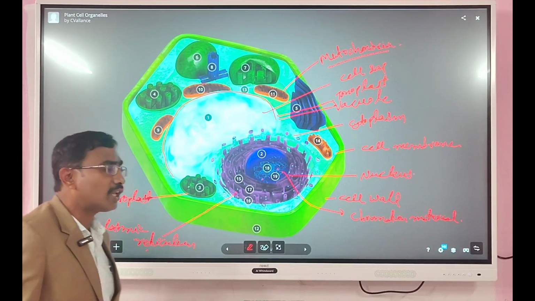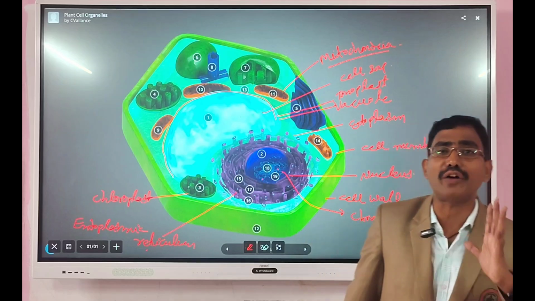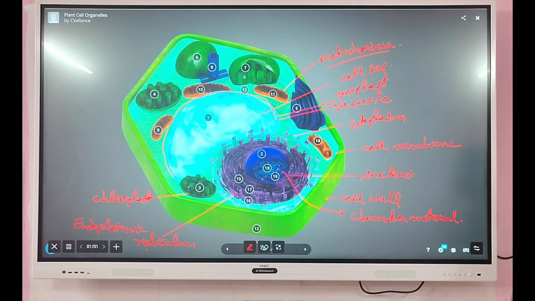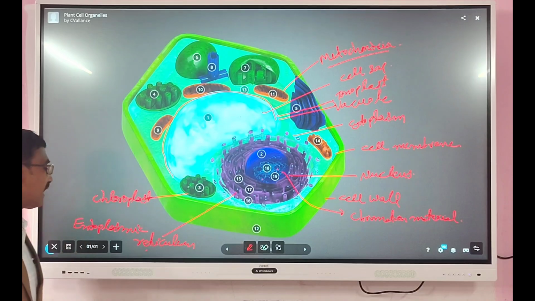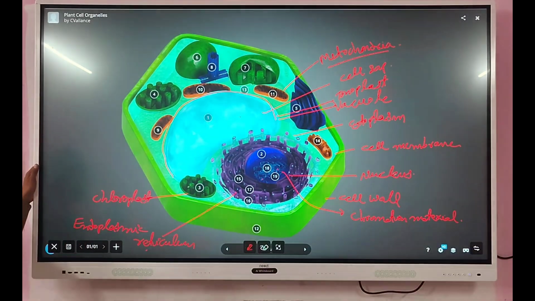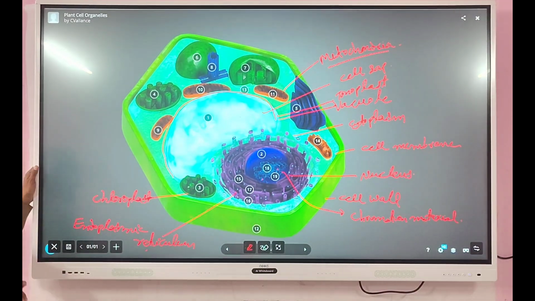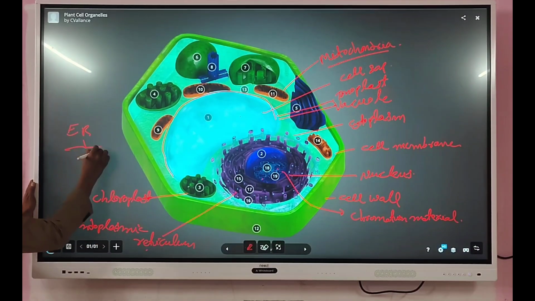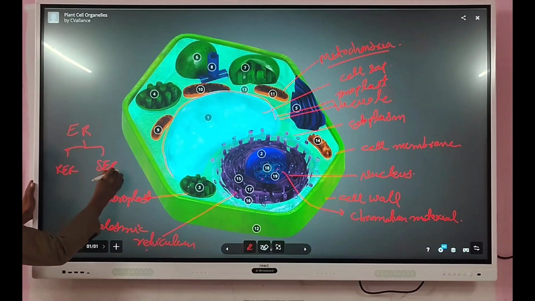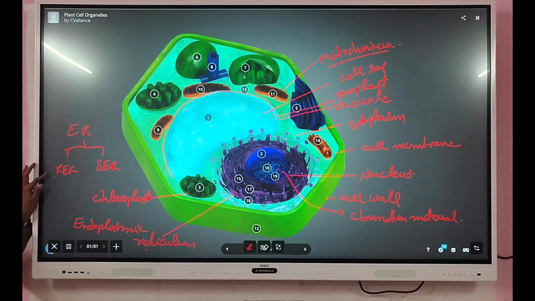The endoplasmic reticulum is commonly called the cytoskeleton of the cell. The endoplasmic reticulum can be divided into mainly two types, RER and SER. RER means rough endoplasmic reticulum and SER means smooth endoplasmic reticulum.